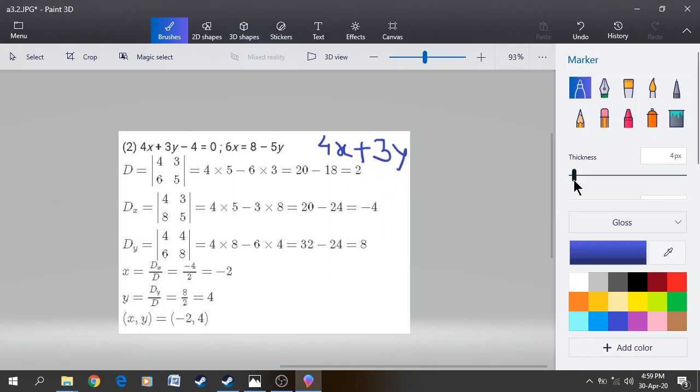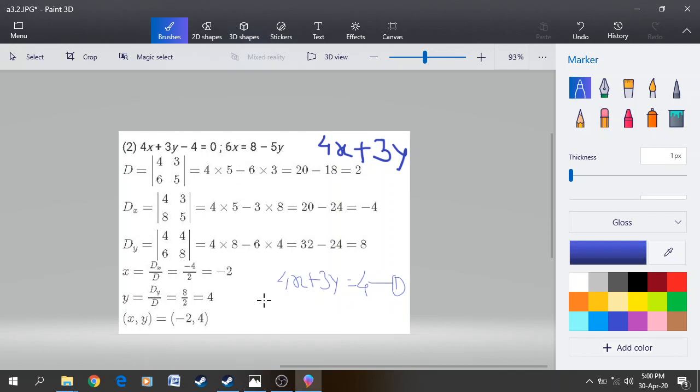So what is the result? 4x plus 3y is equal to 4. This should be our first equation. Then the second equation is also in a non-standard format. The standard format is the coefficient of x, then x, plus or minus the coefficient of y, then y, is equal to a constant, whatever it is. So this is also not in standard format, and we will put it in standard format.